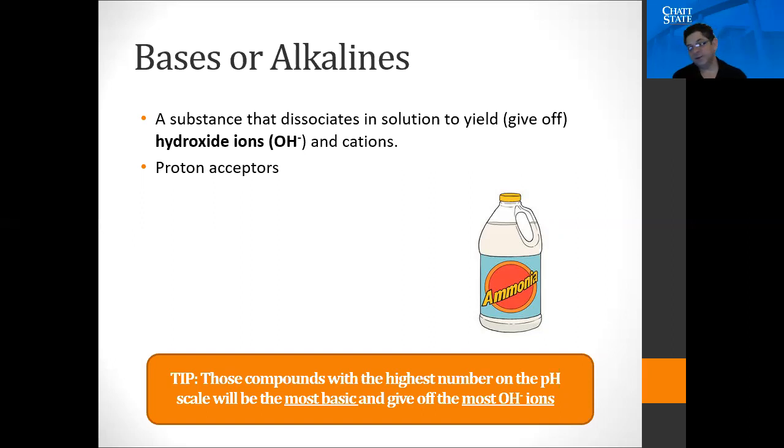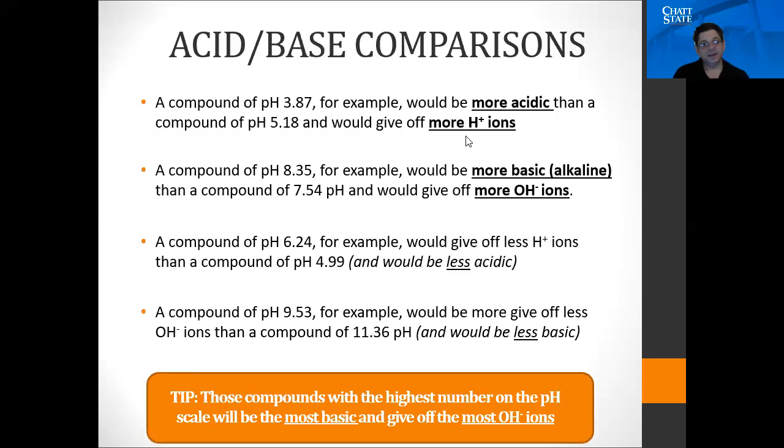So that's what the video explains. I know I'm doing that kind of fast, but that needs to be something straight in your head as well. And they're known as proton acceptors. And here are these examples I'd like for you to know. Not the exact numbers, of course, but just know how to relate the numbers in terms of what's more acidic, what's more basic, what gives off more hydrogen, what gives off more hydroxide. That's what's important.